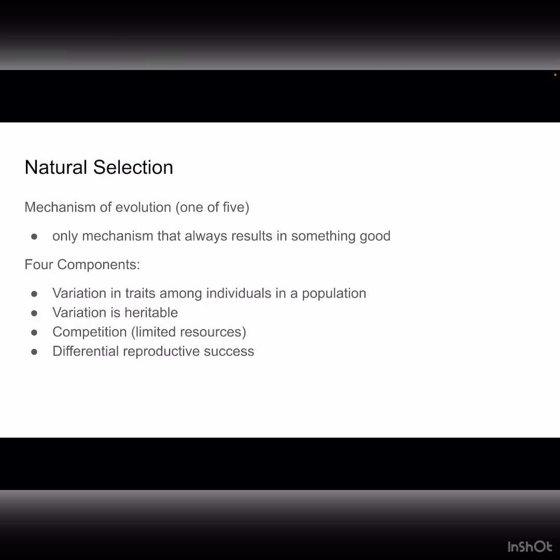There are 4 components of natural selection. There must be variation in traits among individuals in the population, that variation must be heritable, there must be competition, and there must be differential reproductive success. Let's break this down starting with the first one. Natural selection brings more favorable traits into the next population. But how can this happen if there are no less favorable traits? So there must be a variation in the traits among individuals in a population.